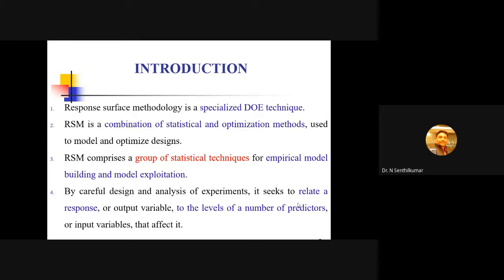So in this RSM, we are going to have a group of statistical techniques for empirical modeling. The empirical modeling is nothing but developing an equation for the output that you have obtained. And then model building and exploitation. The model building and exploitation is nothing but the ANOVA and all, which are the statistical tools that we will be using for interpretation of results.